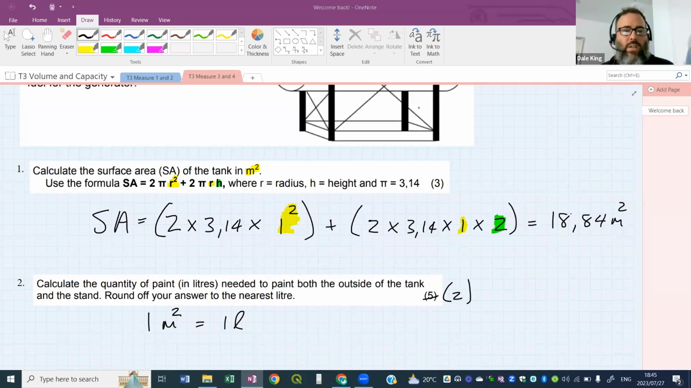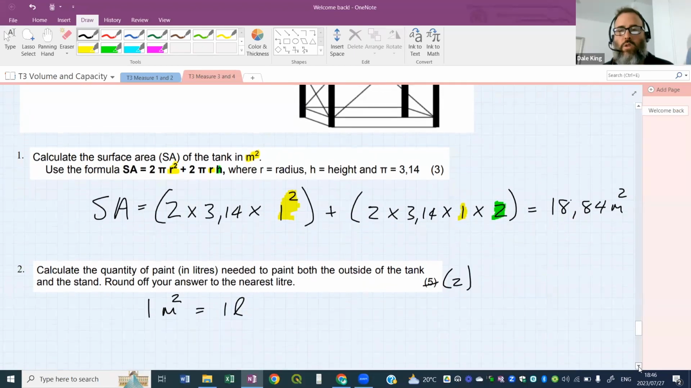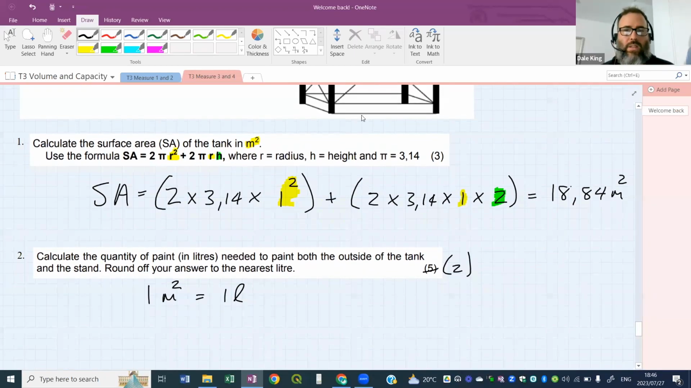If 1 square meter was 1,000, then it would be thousands of liters. But let's just go to a straight 1-to-1 conversion. That should be easy for you. 2-mark question. I haven't got information about the stand. They should have given it in the question. We've got 18,84 square meters to paint, and if it's a 1-to-1 relationship, then we just need 18,84 liters.